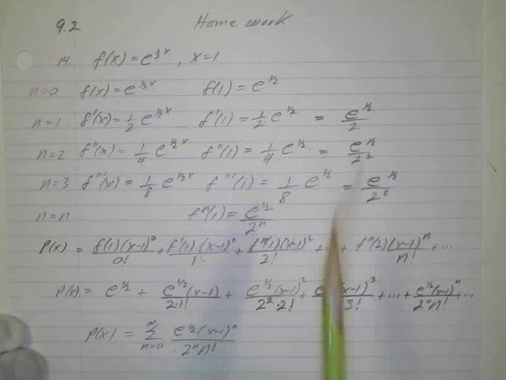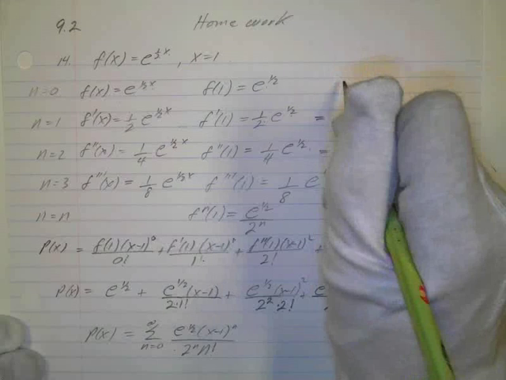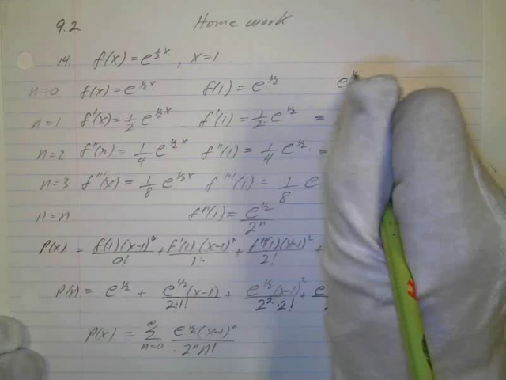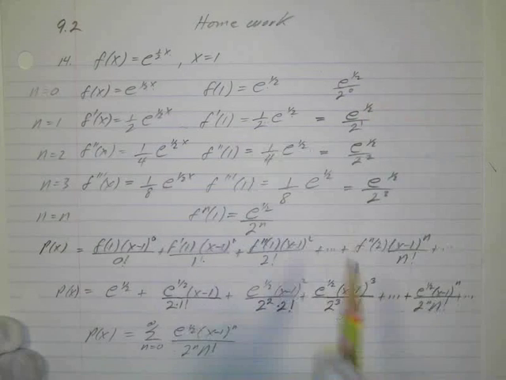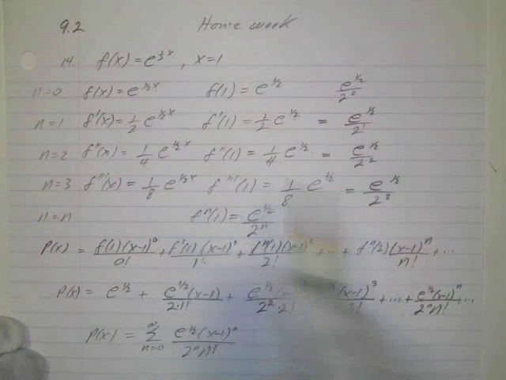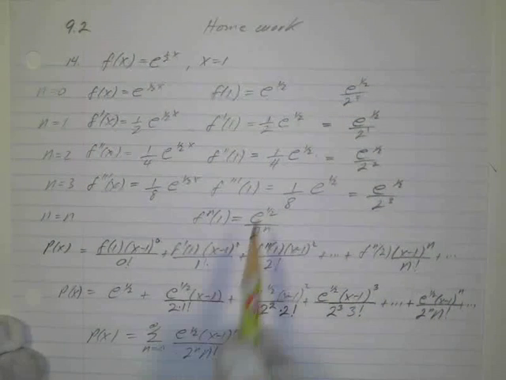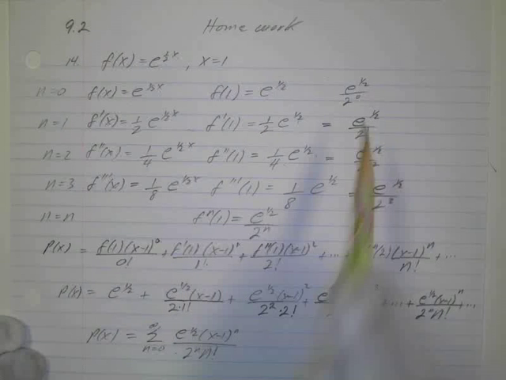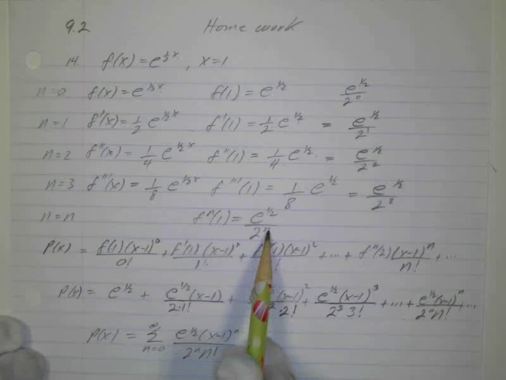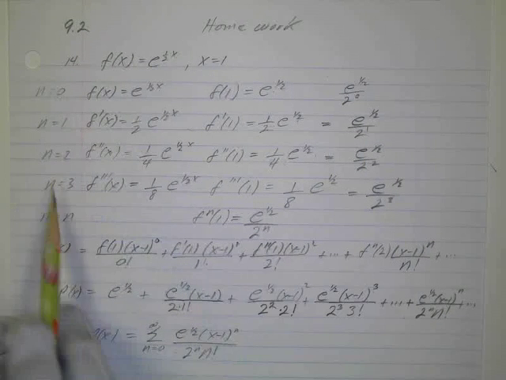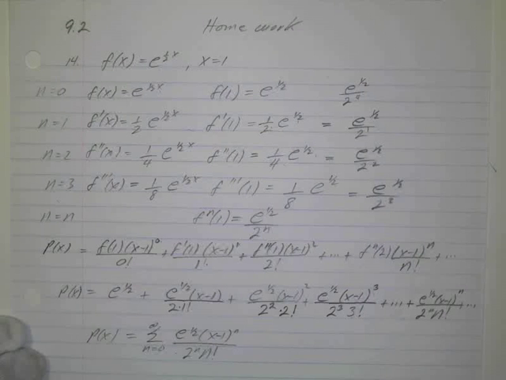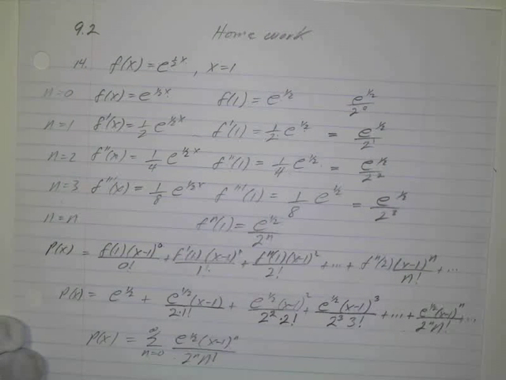And I could put these in powers of 2. I could call that 2 to the 0, 2 to the first, 2 to the second, which is 4, 2 to the third, which is 8, etc. And I can get a general form for the derivative now. It looks like it's just e to the 1/2 all over 2 to the n, if n is going from 0 to 3.